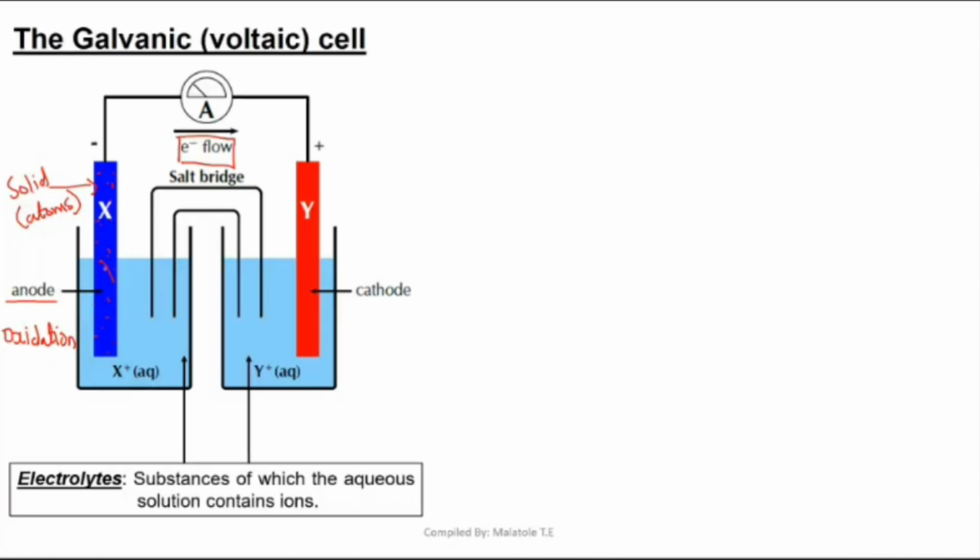Let's say here's X as an atom. It loses an electron. After losing an electron, we know oxidation is the loss of electrons. After losing an electron, it becomes X+. Okay? After becoming X+, it cannot stay on the metal that is called the anode. It must go join the solution which already has other X+. Okay? That's what actually happens there. That's what we are going to talk about.